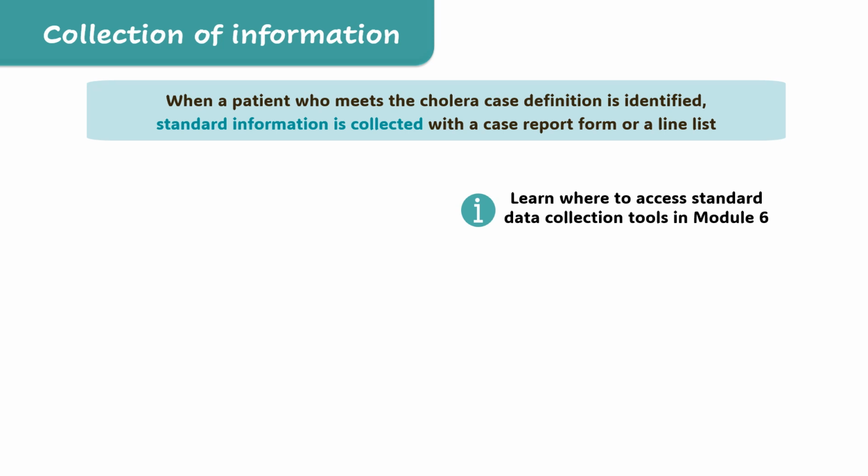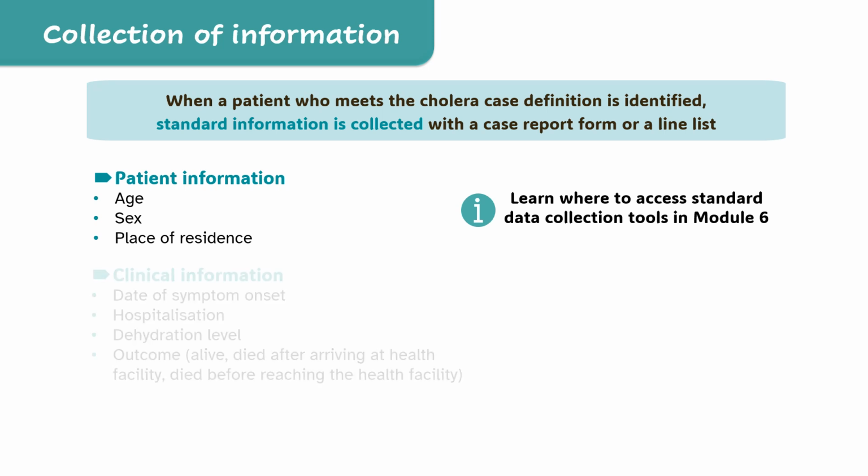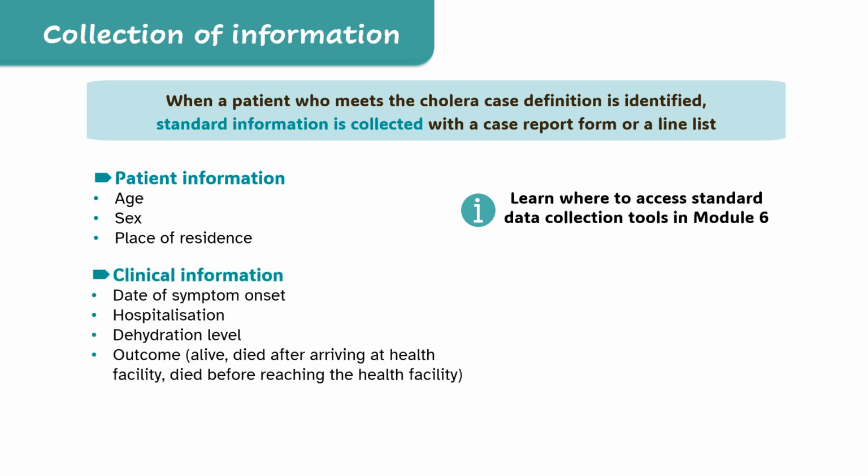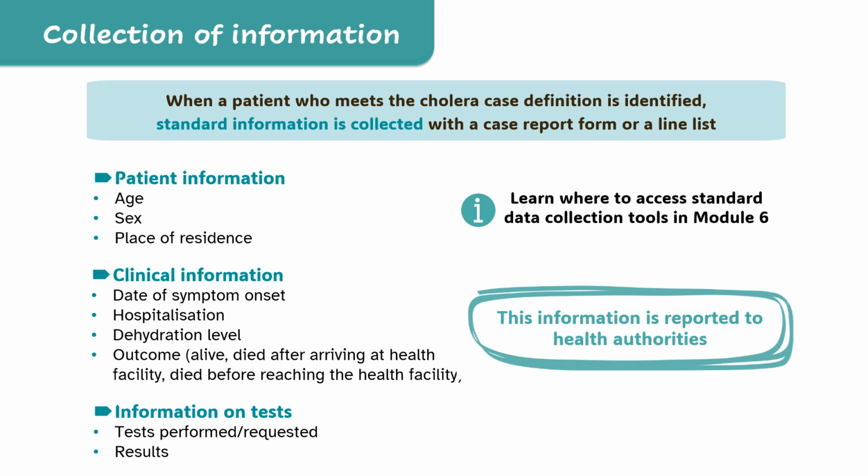The information collected includes some information on the patients, such as age, sex, and place of residence. Some clinical information is also collected, such as the date of symptom onset, whether the patient has been hospitalized for treatment, the dehydration level of the patient, and the outcome of the disease. Lastly, some information on the tests performed and their results are also recorded. The standard information collected on suspected cholera cases is then reported to the health authority.